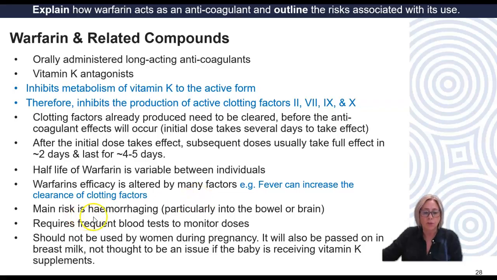The main risk of using warfarin is hemorrhaging, particularly into the bowel or the brain, because remember here it's an anticoagulant, and if it works too well, it can cause bleeding issues. So it does require frequent blood tests to monitor doses. It shouldn't be used by a woman during pregnancy. And it will also be passed on in breast milk in lactating mothers, but this is not thought to be an issue if the baby is receiving vitamin K supplements.